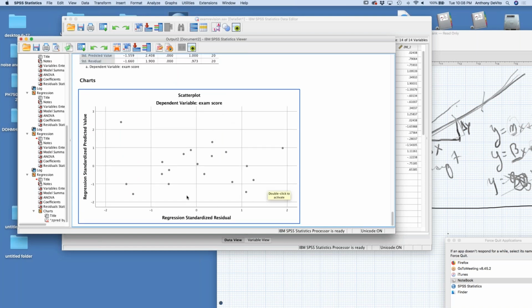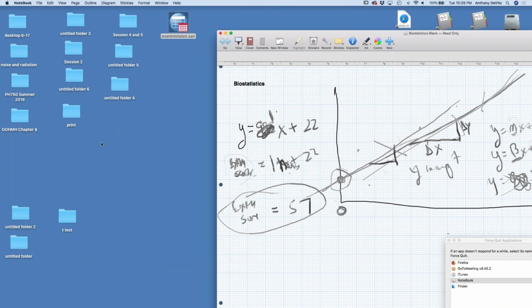Okay, so in this case, we don't want to see any particular pattern here. We don't want to see an association where at this end we have all low values and at this end we have all high values. We want this to be relatively random, with no particular association between the Z value for the residual and the actual predicted value.